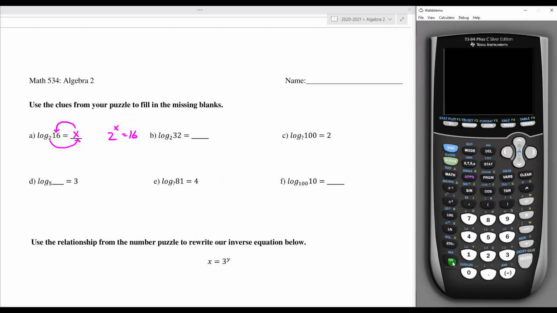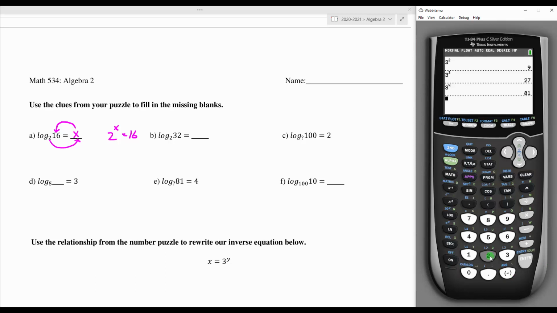So I took my log expression, rewrote it as an exponent, and now I'm going to go to my calculator and experiment a little with this expression. I'm going to try a power out. Let's do 2 to the third and see what we get. We get 8, so that didn't work. Let's try 2 to the fourth. There we go, we get 16, which is what we wanted. So x must be 4. Using our circle of life, we can find the missing pieces of this puzzle.